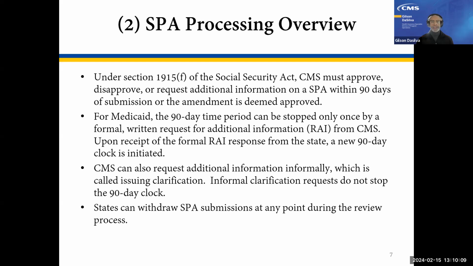Still continuing with our SPA processing overview, CMS must approve, disapprove, or request additional information on a SPA within 90 days of submission, or the amendment is deemed approved. For Medicaid, the 90-day time period can be stopped only once by a formal written request for additional information, which we call RAI, an RAI from CMS.